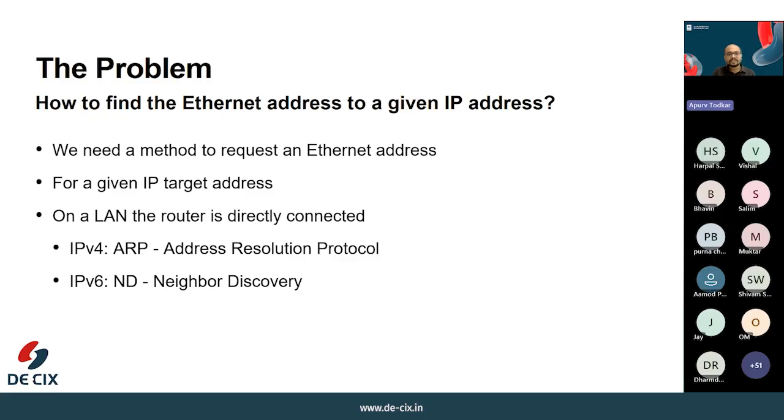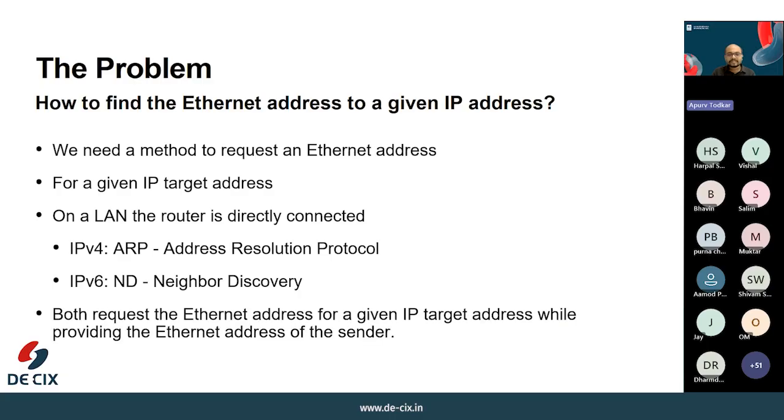In IP version 4, the protocol that solves this problem is called ARP. ARP is nothing but the Address Resolution Protocol. And in IP version 6, this function is handled by Neighbor Discovery, often abbreviated as ND. Both ARP and Neighbor Discovery provide the same basic function: they give you the Ethernet address for a given IP address. However, even though their goal is the same, they work quite differently.